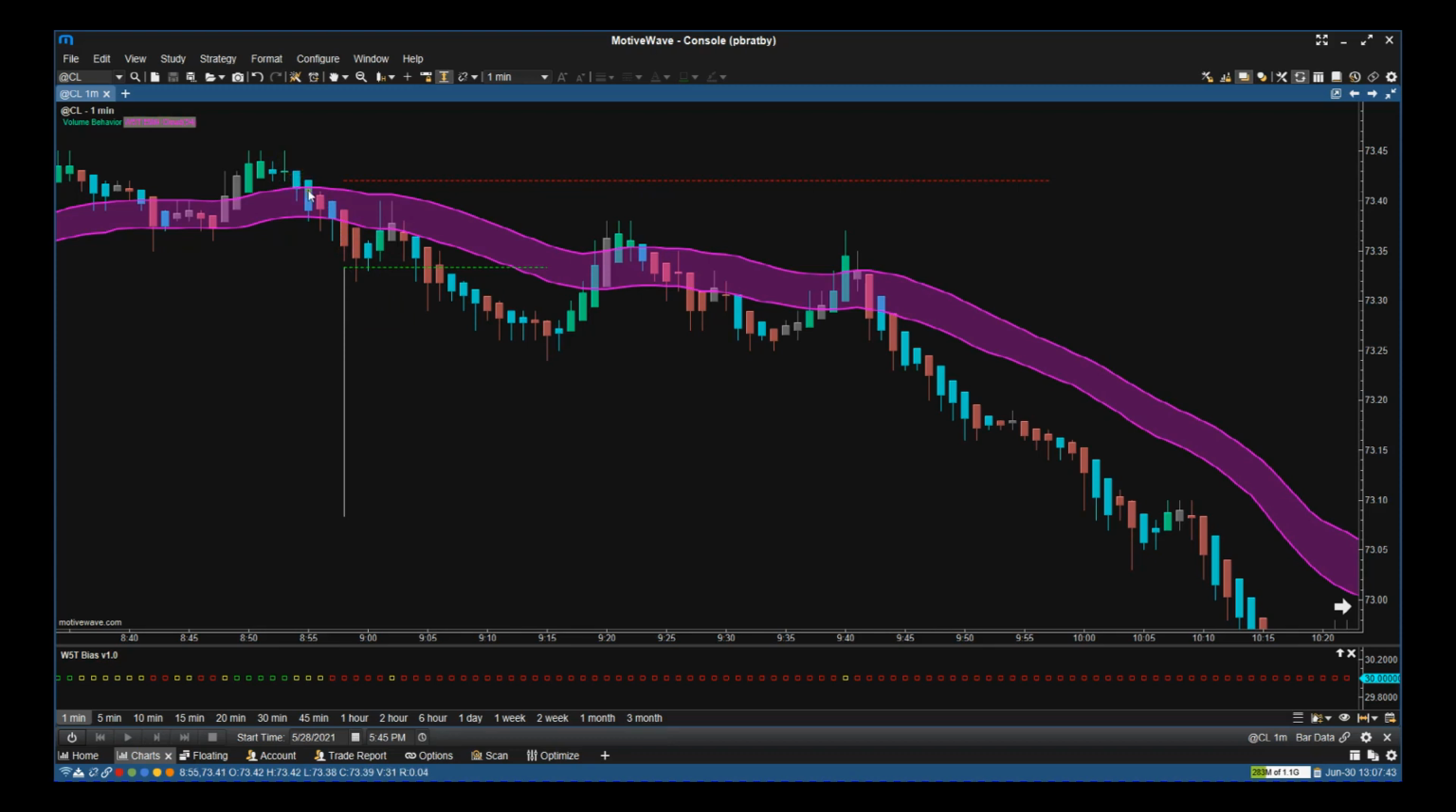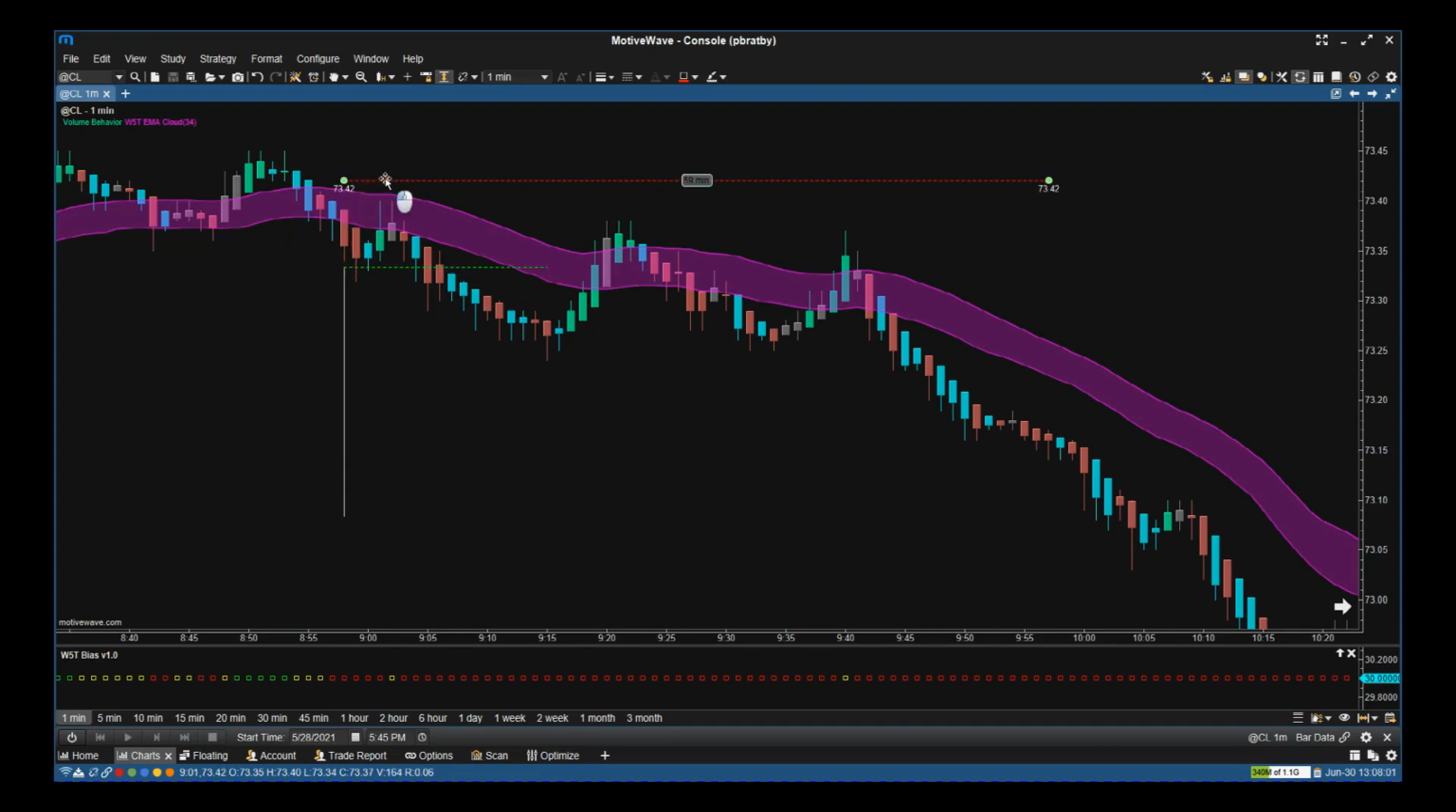We've got cyan, cyan, red, red. So the volume's starting to increase. We've got the bias indicator turning red. We're below the EMA Cloud. Good entry here, 73.33, just below this first red candle.